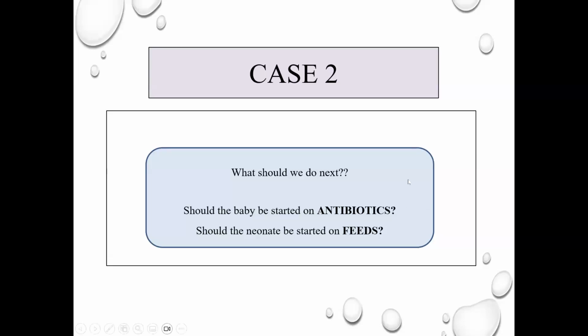So should the baby be started on antibiotics, and should the baby be started on feeds? So any answer to these 2 questions?